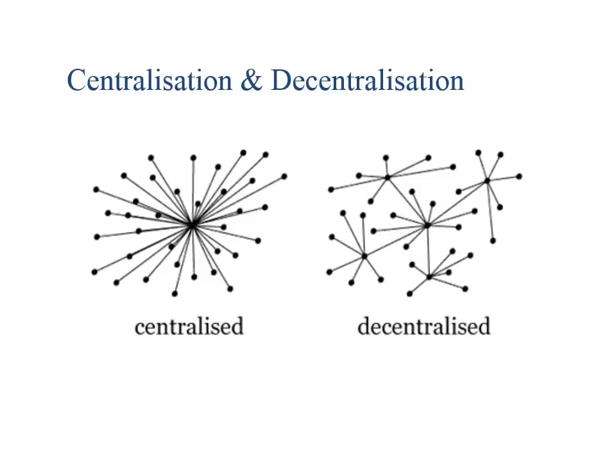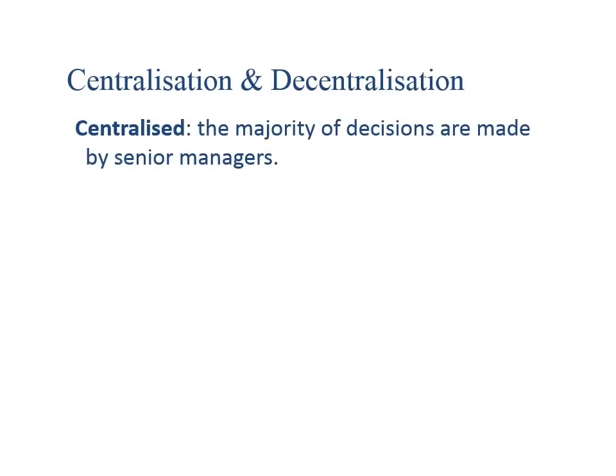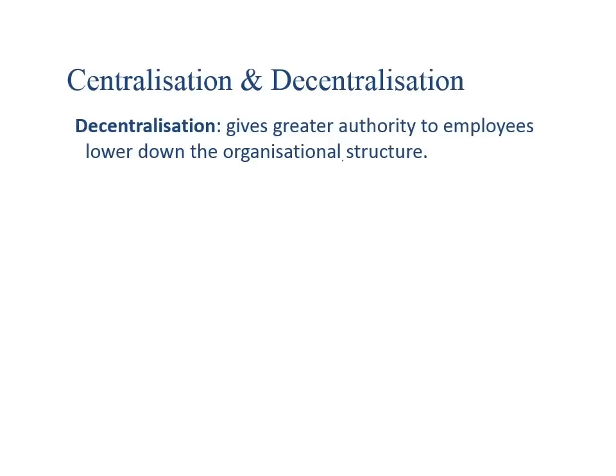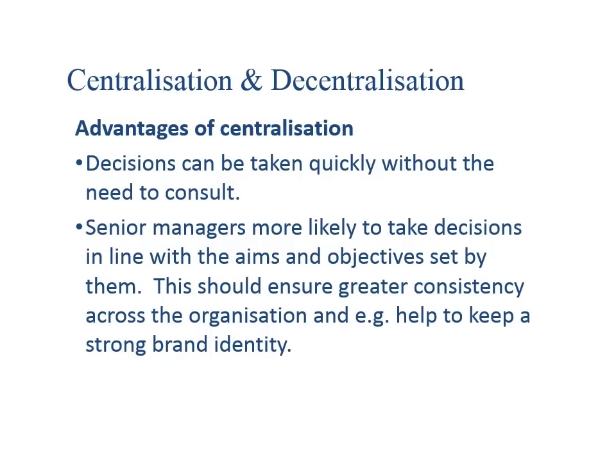Okay, centralisation and decentralisation. These are some diagrams of what centralised organisations and decentralised organisations look like. Centralised is where the majority of decisions are made by senior managers, whereas decentralised is pushing decision-making down the structure. So the advantages of it being centralised is that these decisions can be made quickly because you don't need to consult people, and the senior management are thought to make decisions more in line with the aims of the business. So we've got consistency, hopefully.